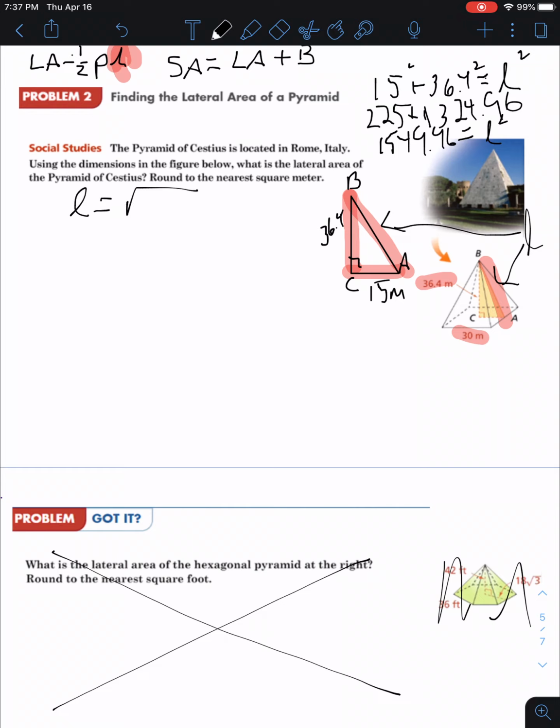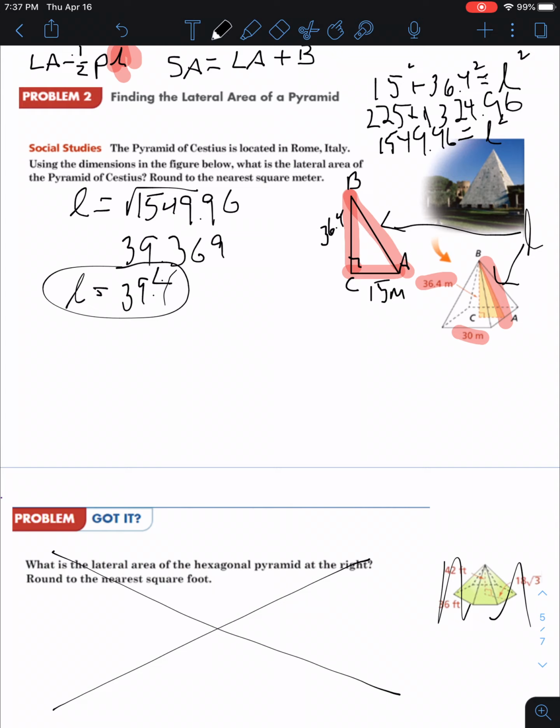So we take the square root of 1549.96, and we are going to get about 39.369. We're going to round it to 39.4. Now, we didn't round that to the nearest square meter because we want to round our final answer to the nearest square meter. This would be the nearest meter, and that's linear. So we'll just leave it at 39.4 for the moment.